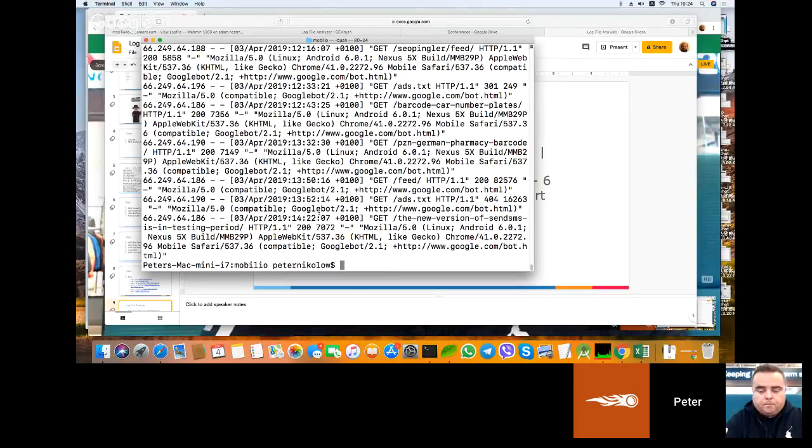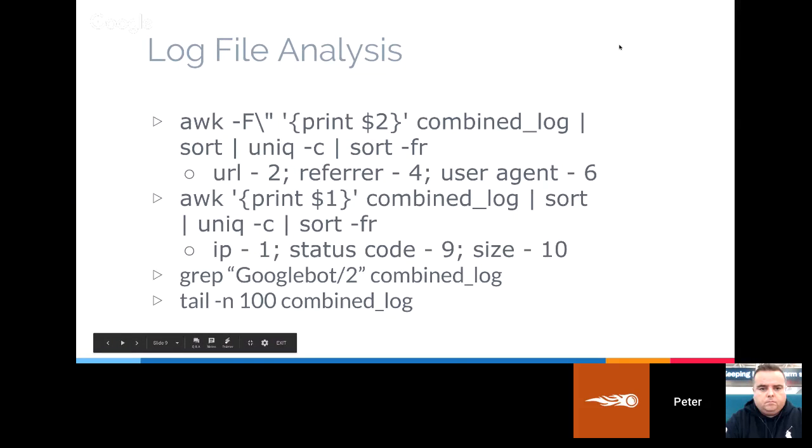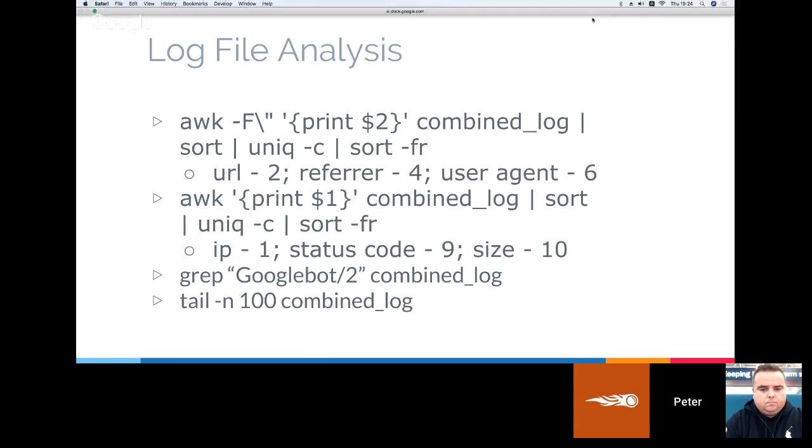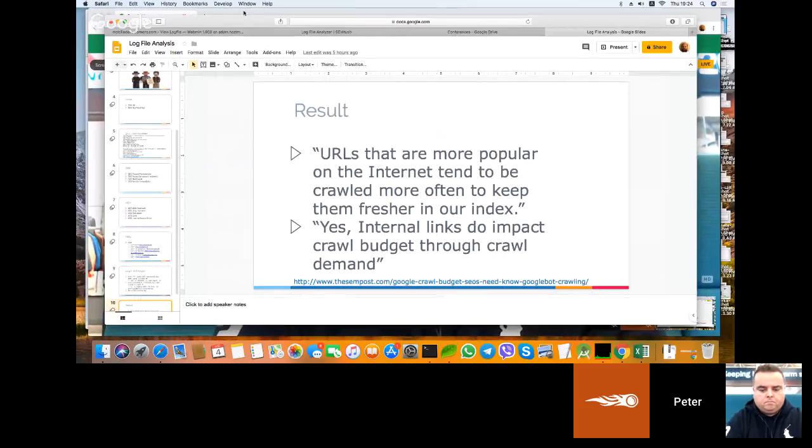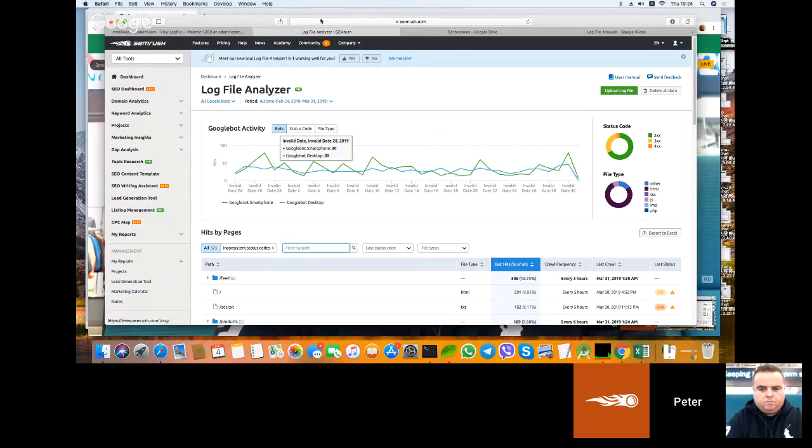But it's actually too much information, and a lot of people don't know how to use it because it's really boring. But I'm one of those guys who do this almost every day. So what does Google say about that? By the way, this is very important. John Mueller said URLs that are more popular on the internet tend to be crawled more often to keep them fresher in our index. And they also say, yes, internal links do impact crawl budget through crawl demand. So if you're a little bit bored, let's continue on log file analysis.